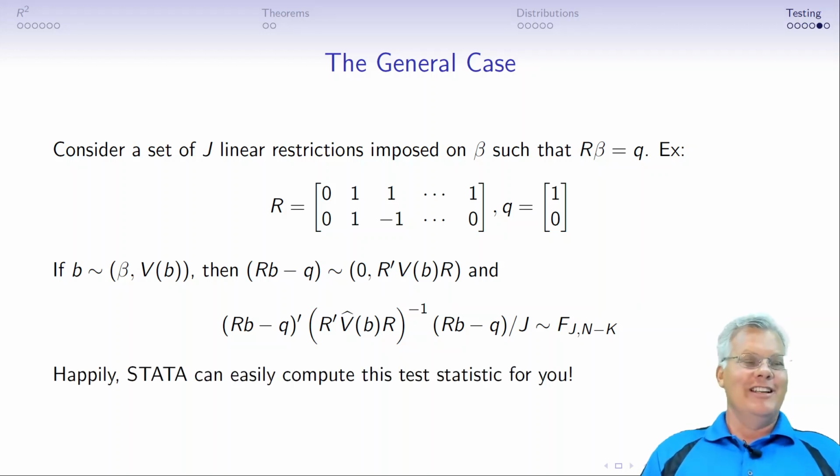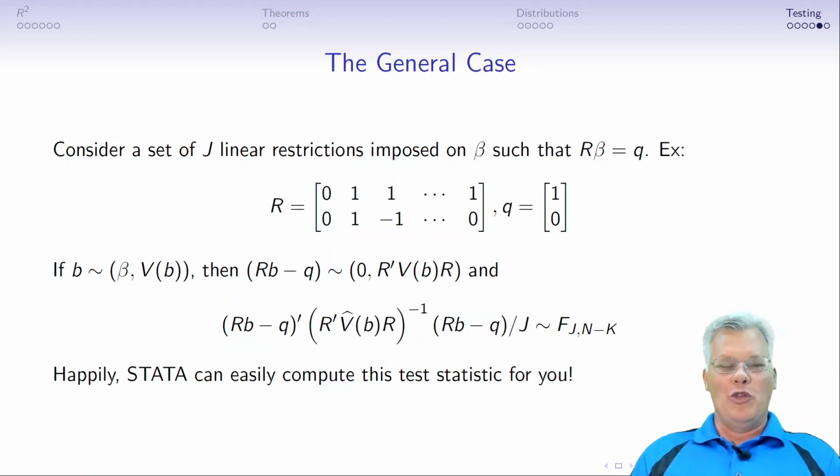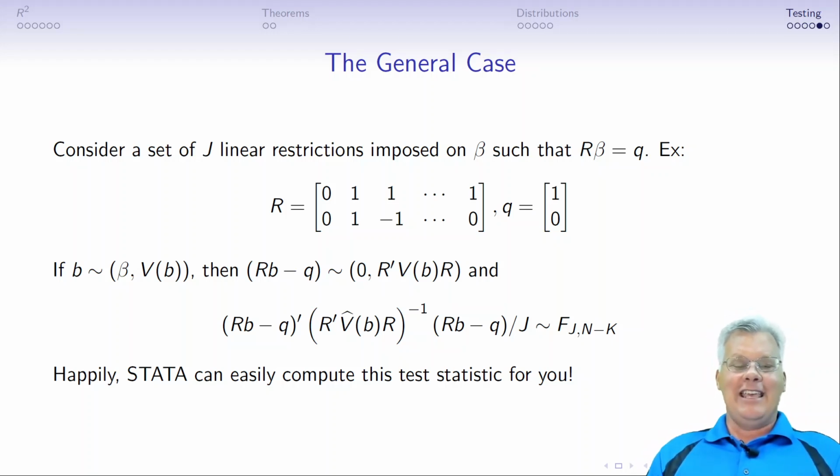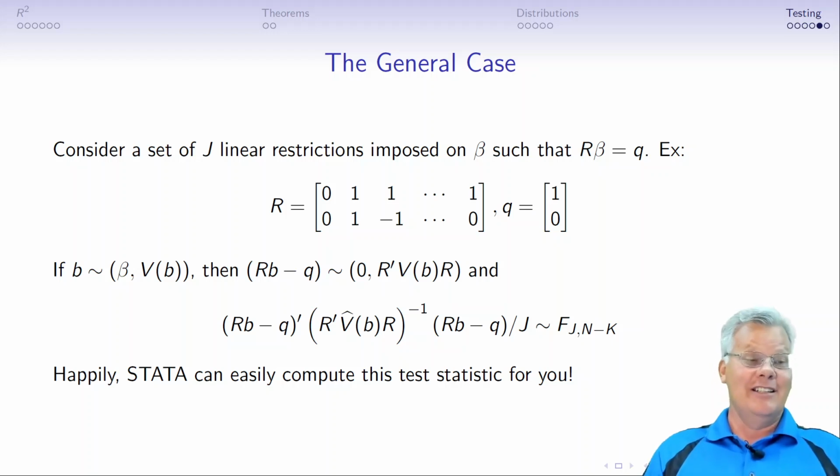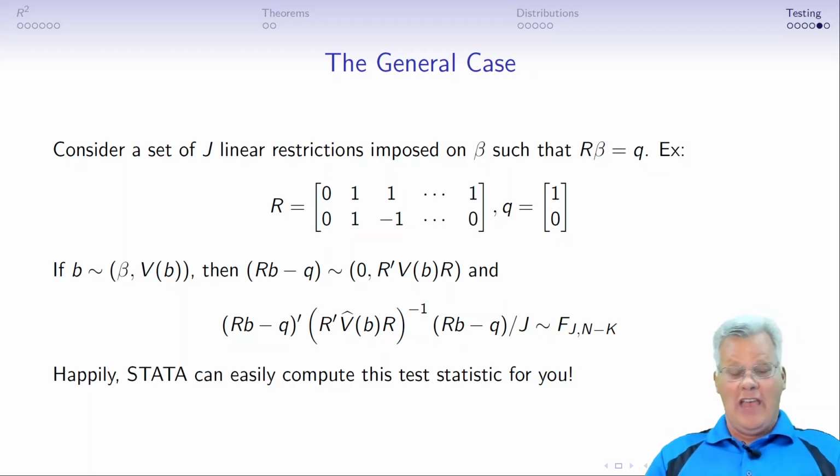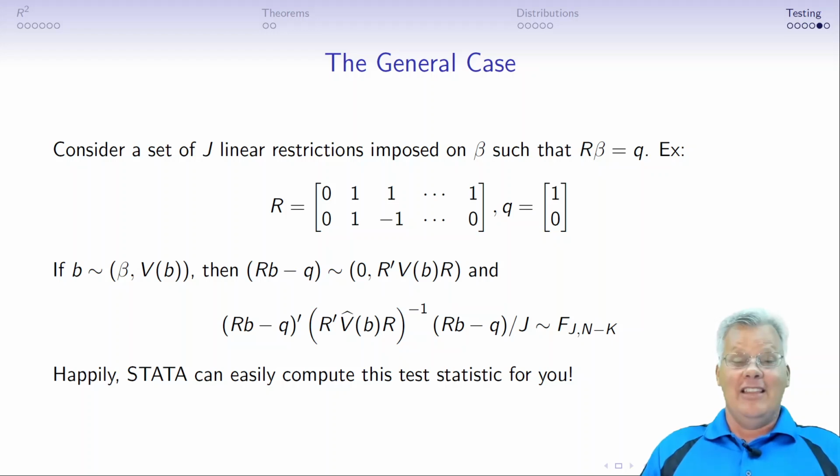The happy news, I'm going to repeat this over and over again as we go throughout the semester, is that Stata can easily compute this for you with the command test. So once you perform a regression and then you follow it up with the command test, this is the statistic that Stata computes for you. However, it's critically important to understand what it is that Stata is doing. Why does it have the statistical distribution that it does? And then you can evaluate whether this test statistic is appropriate for your particular sample.